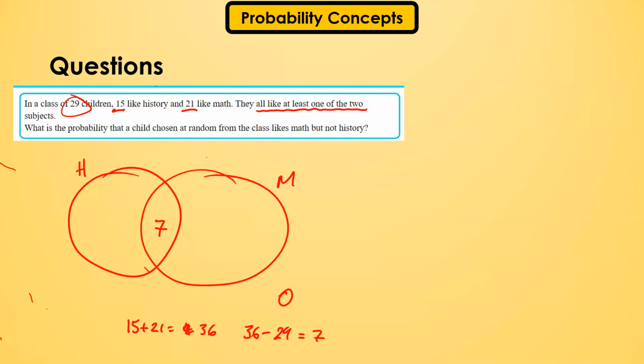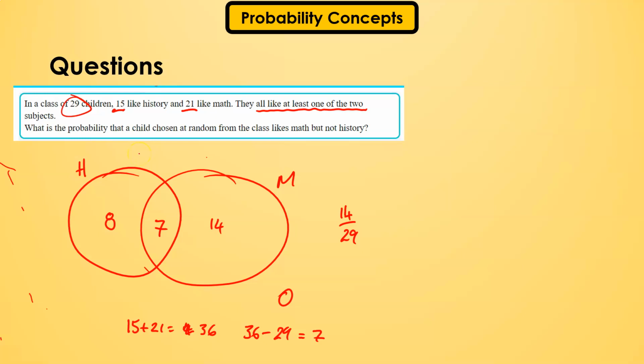So then it's a really easy calculation. 15 take away 7 gives us 8 people who like just history, and then 21 take away 7 gives us 14 who just like maths. So the probability that a child chosen at random likes maths but not history is 14 out of 29. And that's our answer. While that's not usually mutual exclusivity, the fact that we know that it's not means that we can use that when we add them up.